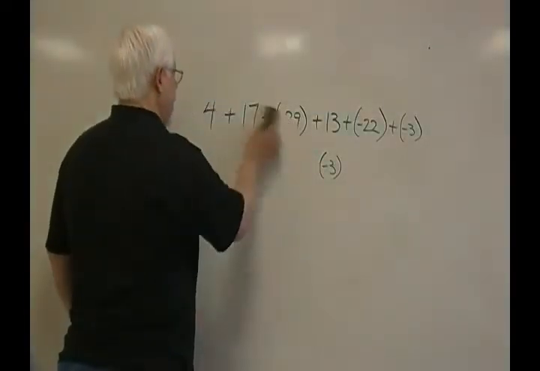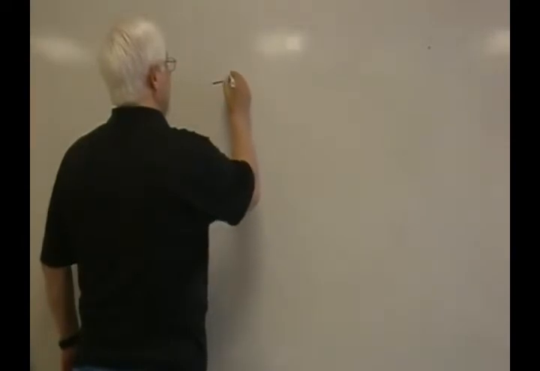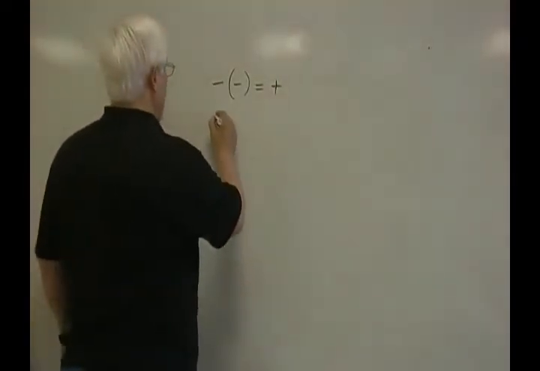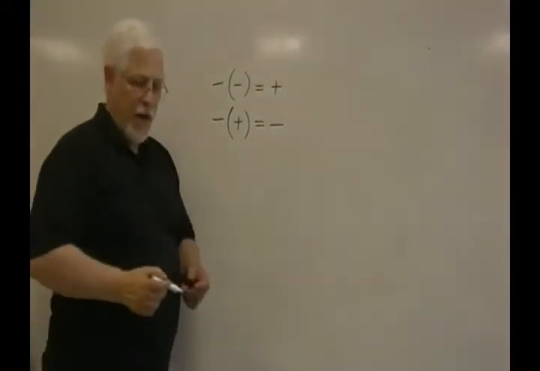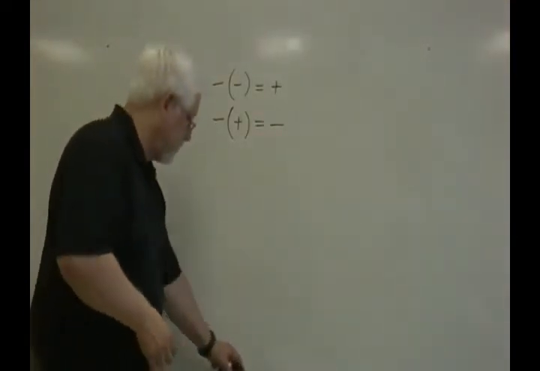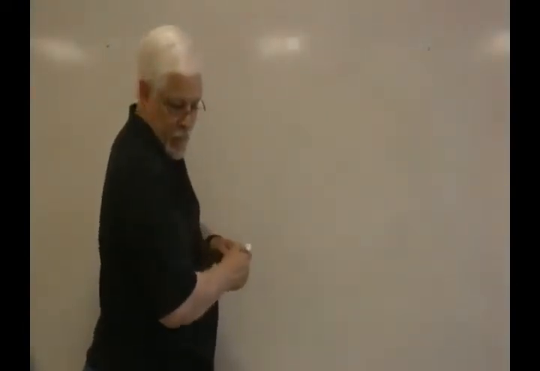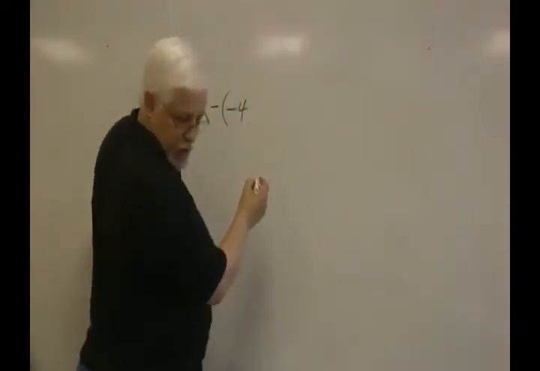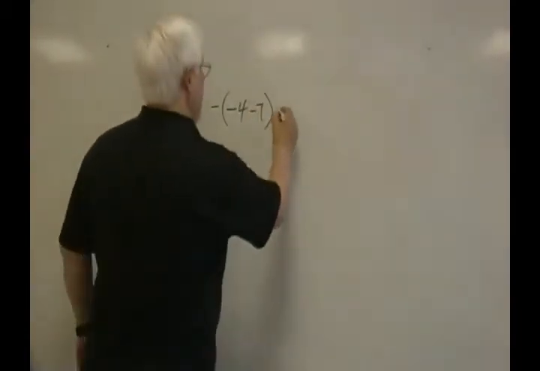Now, before I do number 9, I want to show you something, one of the many rules you'll learn in math. A negative times a negative equals a positive, always. And a negative times a positive equals negative. Now with that in mind, let's try number 9. It says, simplify a negative times negative 4, negative 7, plus a negative 2.